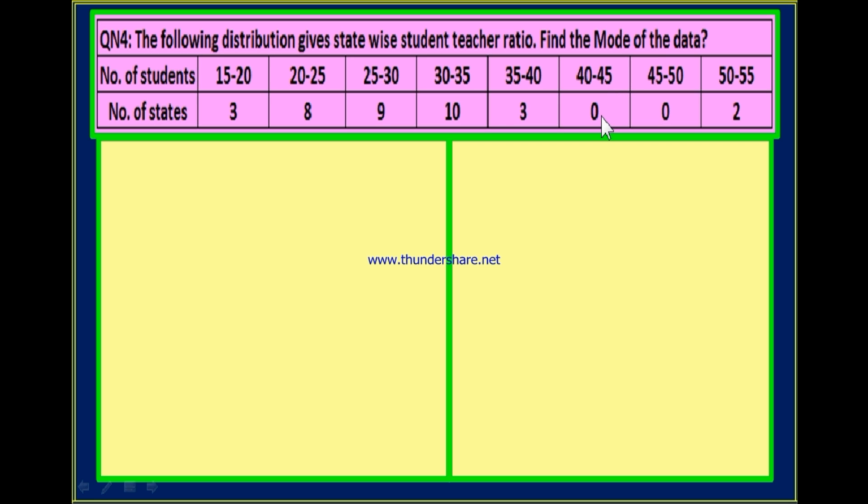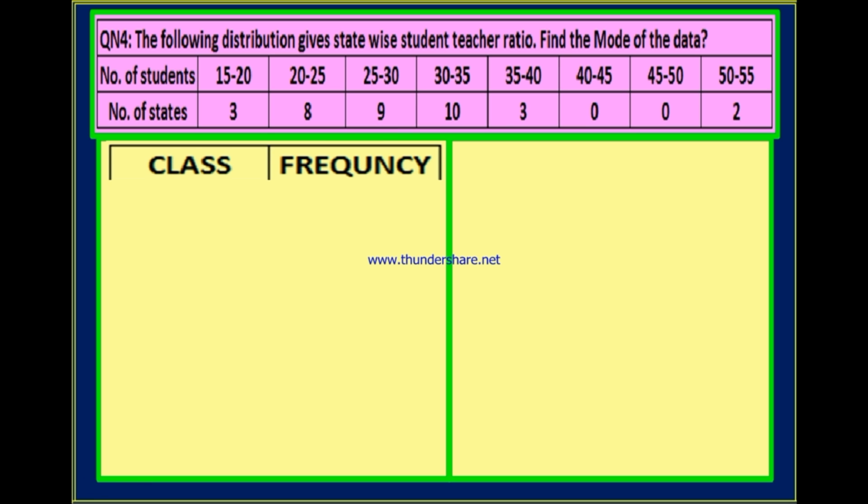40 to 45, number of states 0. 45 to 50, number of states 0. But whereas from 50 to 55, the number of states is equal to 2. This is the group data given for us. Now we have to find the mode for this given data. Again, as usual, let us consider the above row as classes and this number of states as frequency, and let us construct a table by considering these as classes and the second row as frequency.